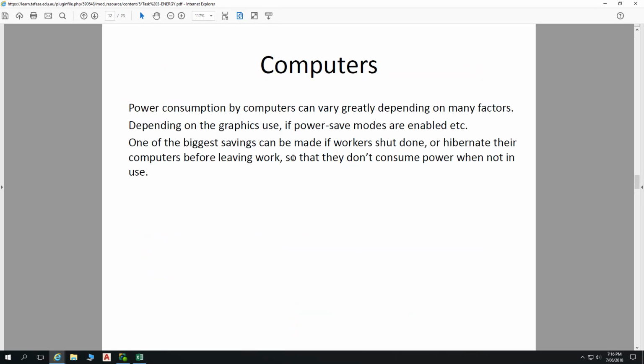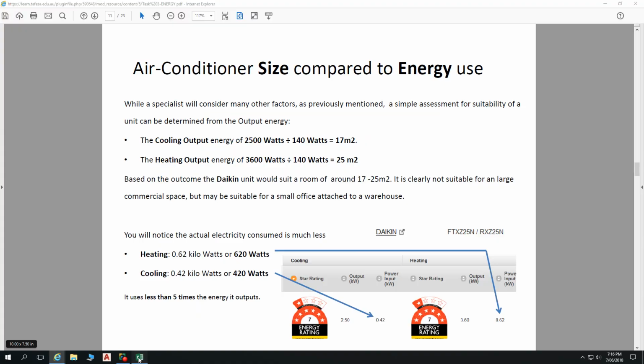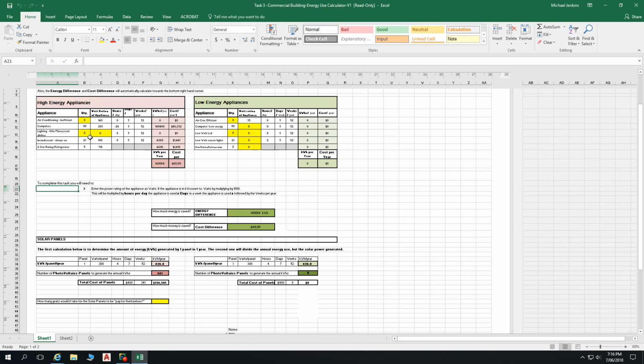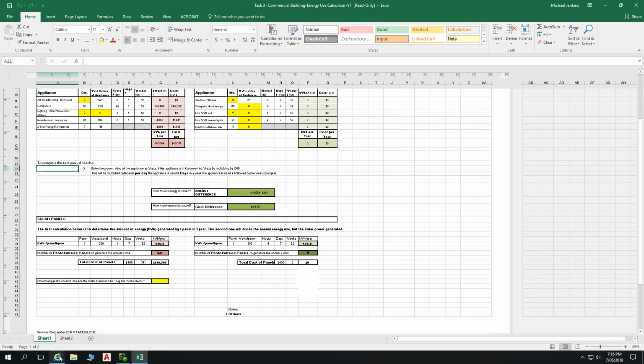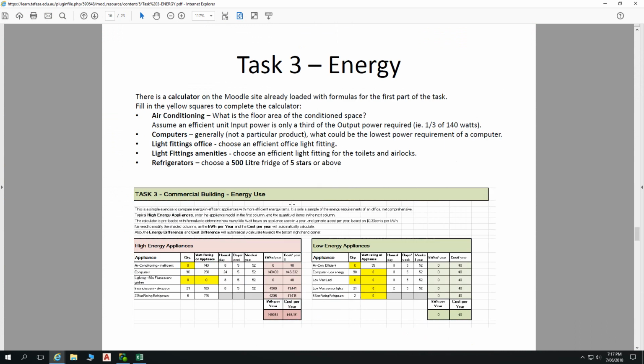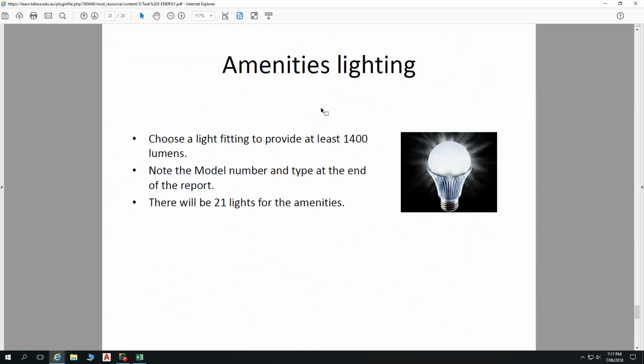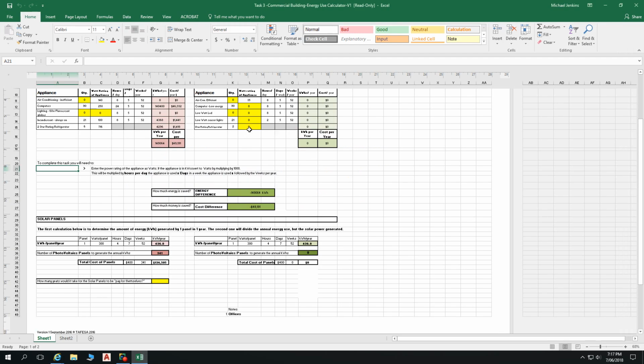What we're going to have to put into the spreadsheet, also we have to cover computers. So we'll go back to our spreadsheet. We've got our air conditioning, our computer options, our lighting example for task lighting, and then also specify some low watt LEDs for sensor lights. You can use your low watt LEDs that you chose for amenities lighting, and then put in the watt rating of your chosen refrigerator as well.